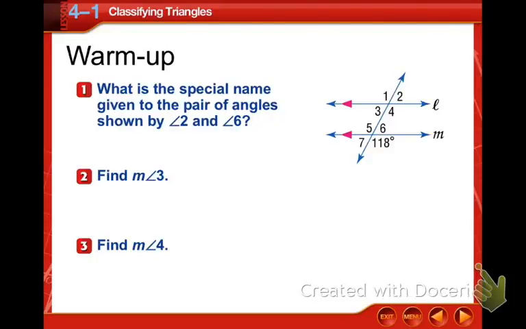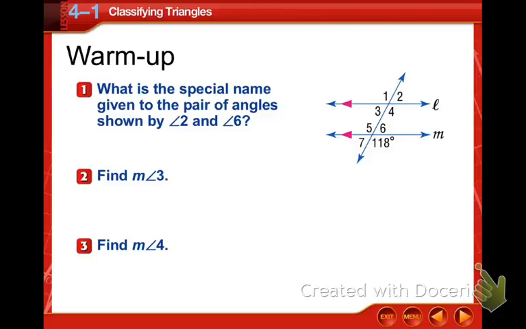Alright, welcome class. Here's our next video. This one here is all about classifying triangles. It's pretty quick notes, fairly short, and we'll get through it fairly quickly here. So, first thing we need to do is our warm-up.